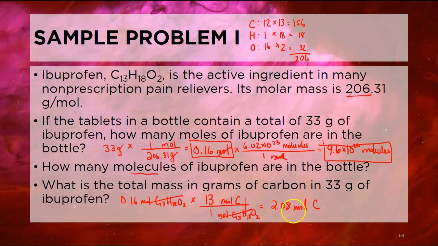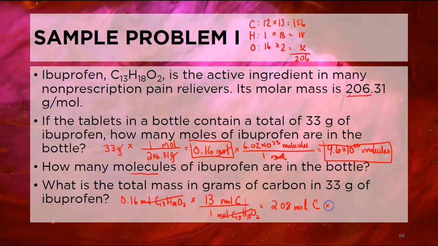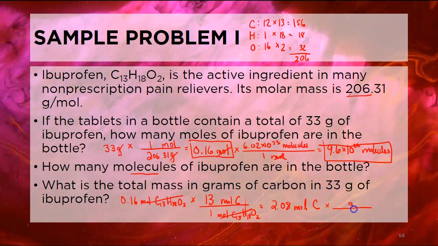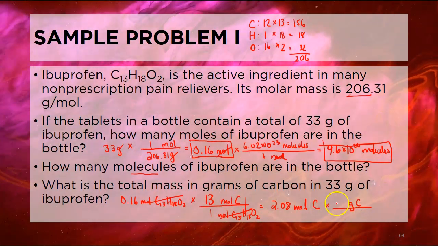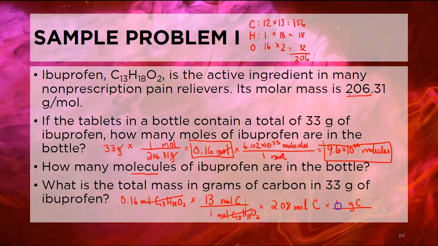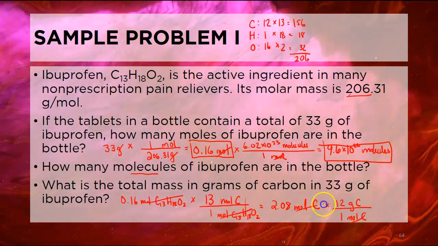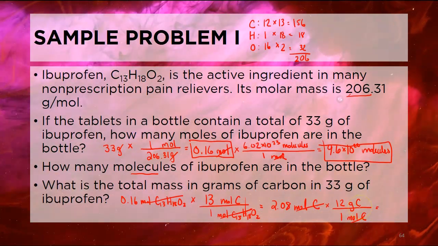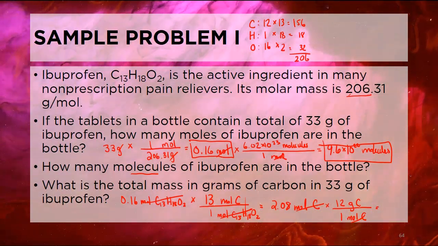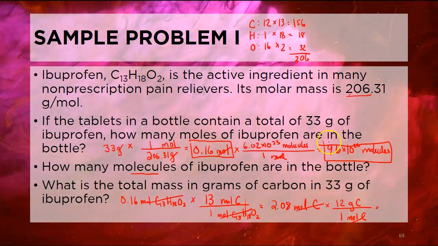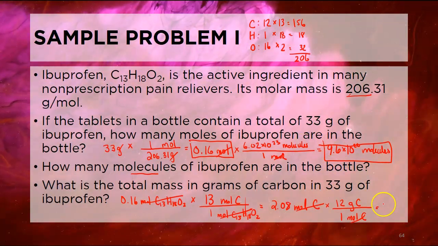But that's not what they're asking for. They're not asking for moles. They're asking for grams. So to convert moles of carbon to grams of carbon, I know that there are 12 grams in every 1 mole. So 2.08 times 12 is 299 or 300 roughly.